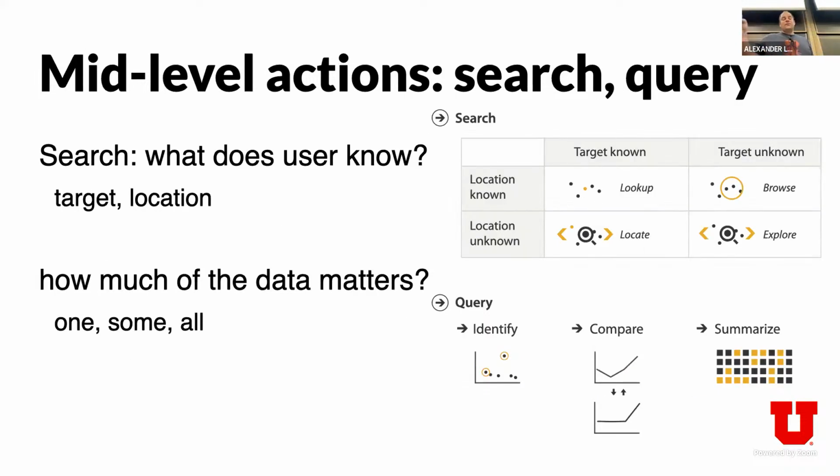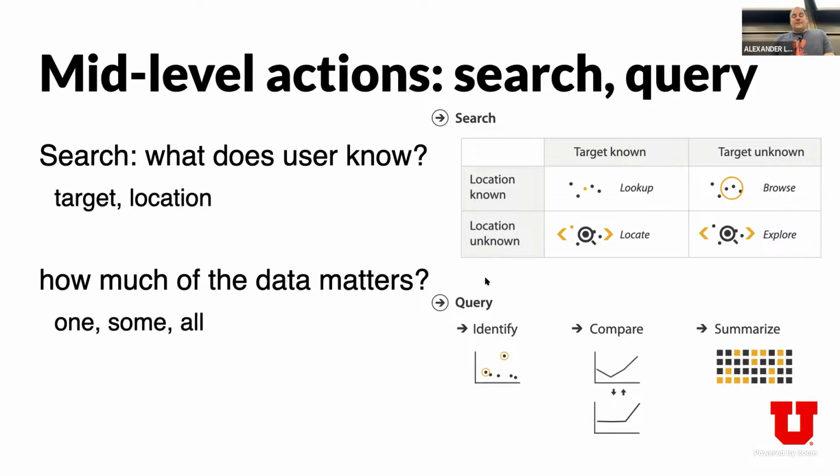For the mid-level actions, search and query, we distinguish between search and query based on what we already know. For search, if the target is known and the location is known, it's just a lookup. If the target is known and the location is unknown, it's about locating the item. If the target is unknown and the location is known, it's about browsing. And if the target is unknown and the location is unknown, it's about exploring. The other question you want to ask for querying is how much of the data matters. Is it one item, some items, or all?